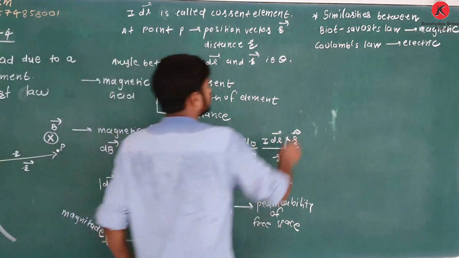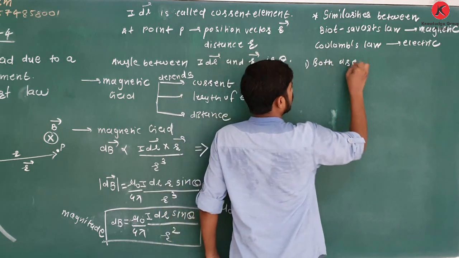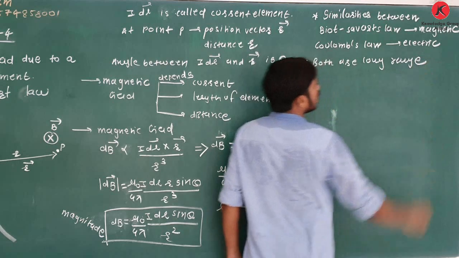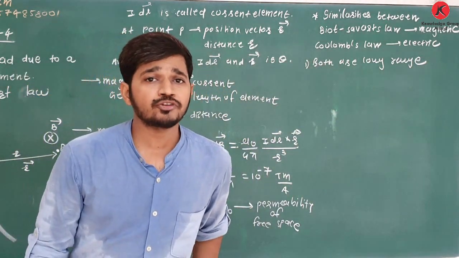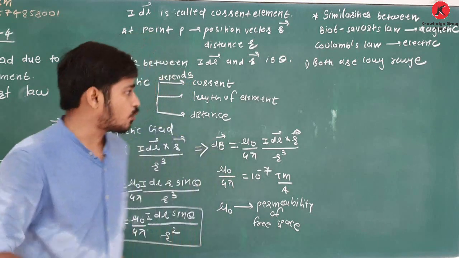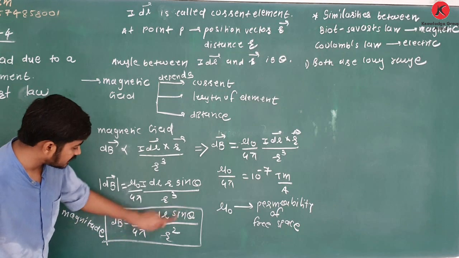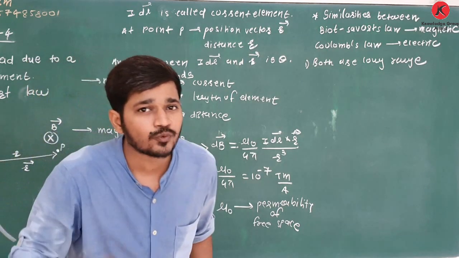First point that you have to remember, yes, both are long range force. Because what is Coulomb's law? 1 upon 4 pi epsilon 0 q1 q2 upon r square. What is Biot's law? dB is equal to mu 0 upon 4 pi I dl sin theta upon r square. Both are inverse square law.